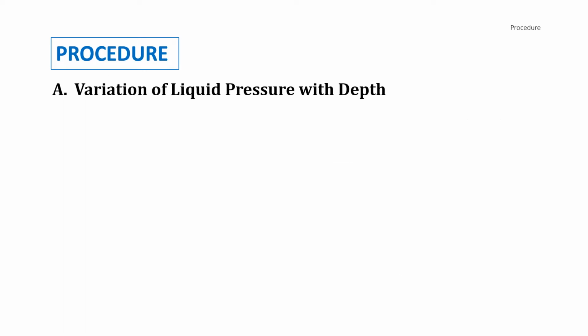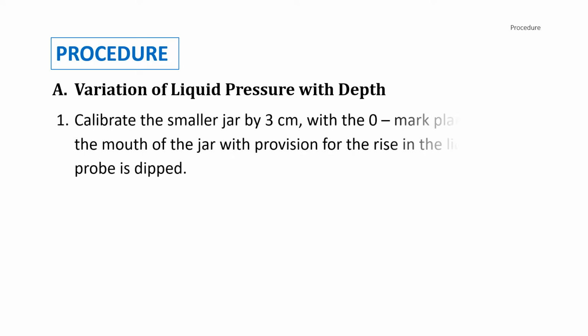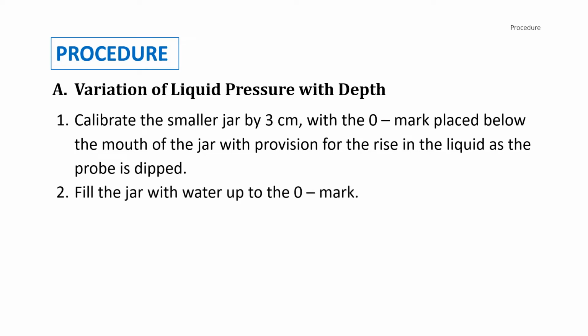For the first part of the experiment, the variation of liquid pressure with the depth. Calibrate the smaller jar by 3 cm with the 0 mark placed below the mouth of the jar, with provision for the rise in the liquid as the probe is dipped. Fill the jar with water up to the 0 mark.